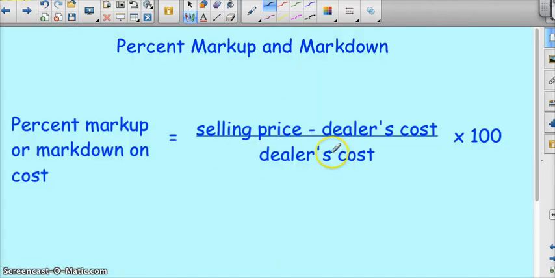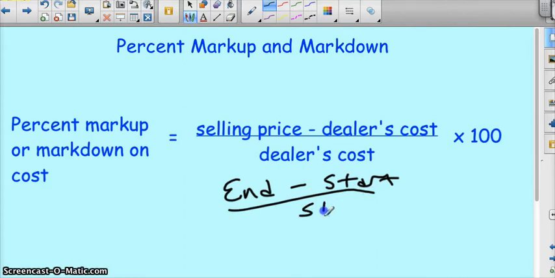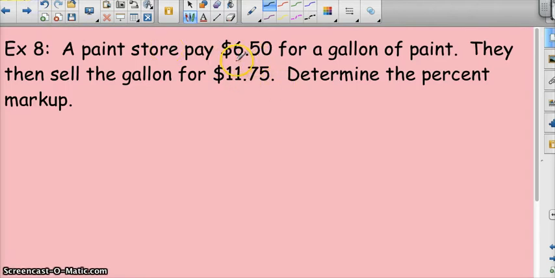All right, we have a very similar formula for percent markup and markdown, and it's kind of the same idea. It says selling price minus dealer's cost divided by dealer's cost times 100. Extremely similar, guys. It's kind of the same thing as end minus start divided by start times 100. It really is, if you think about it. Same idea going on here. So a paint store pays $6.50 for a gallon of paint, and then they're going to sell it for $11.75. What's the percent markup? Well, this is the ending or the selling point because that's what it's going to be sold for. That's the starting point because that's what they bought it for.